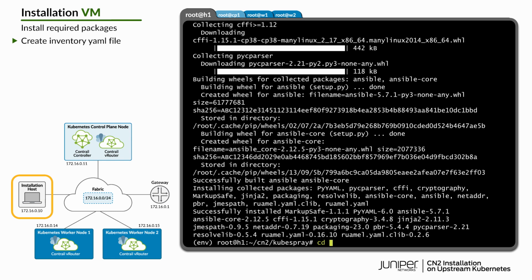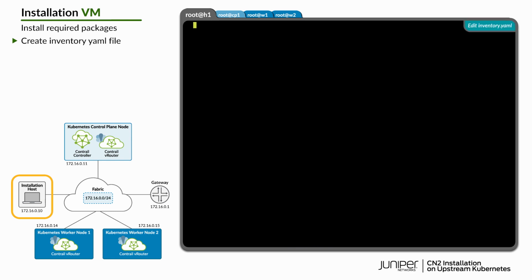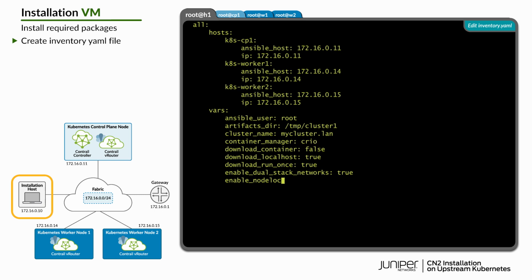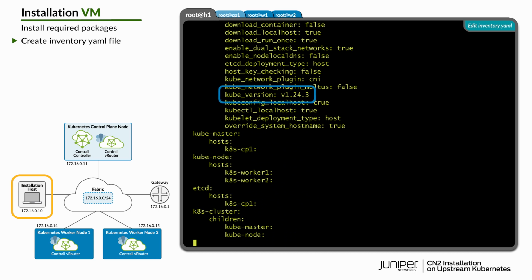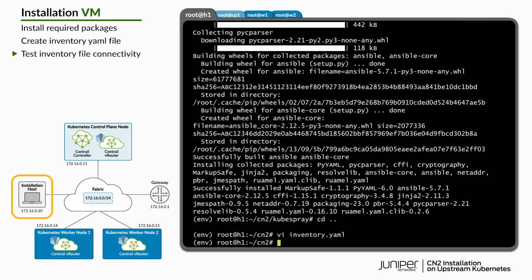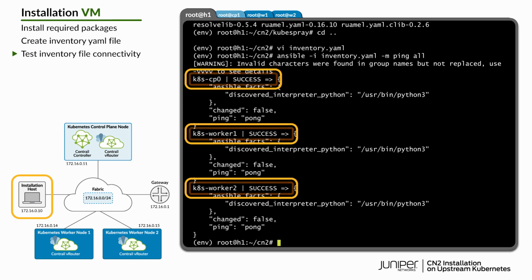Now let's create the inventory file that describes our setup. Ensure the kube network plugin is set to CNI with the kube version 1.24.3, which we noted earlier in this video. Let's test basic connectivity using our inventory file. This ensures that we've set up the IP addresses correctly and that we've set up passwordless SSH login. The output shows that we've set up the inventory file correctly.